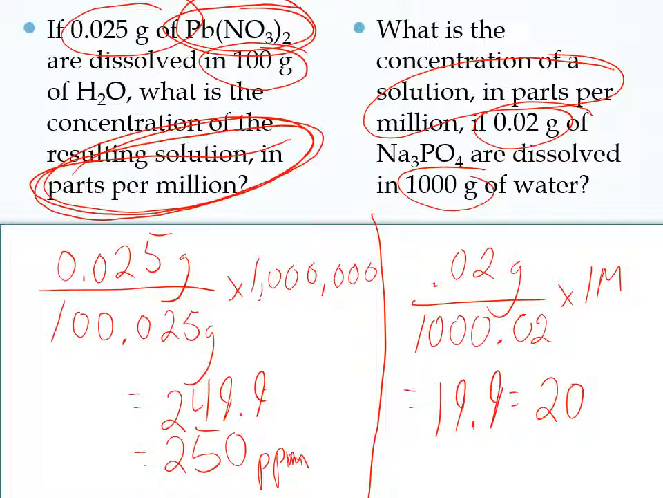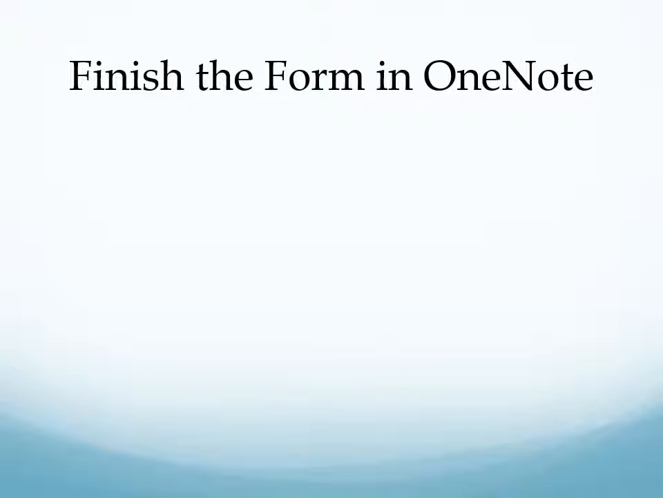So once again, if we took 1,000 grams of water and 0.02 grams of this sodium phosphate and added that together to make some solution, and then we were somehow able to divide that into 1 million equal little pieces, of those million pieces, only 20 of them would be made up of the actual solute, the sodium phosphate. The rest would be the water component. Do what it says, and tomorrow we'll do some more math.